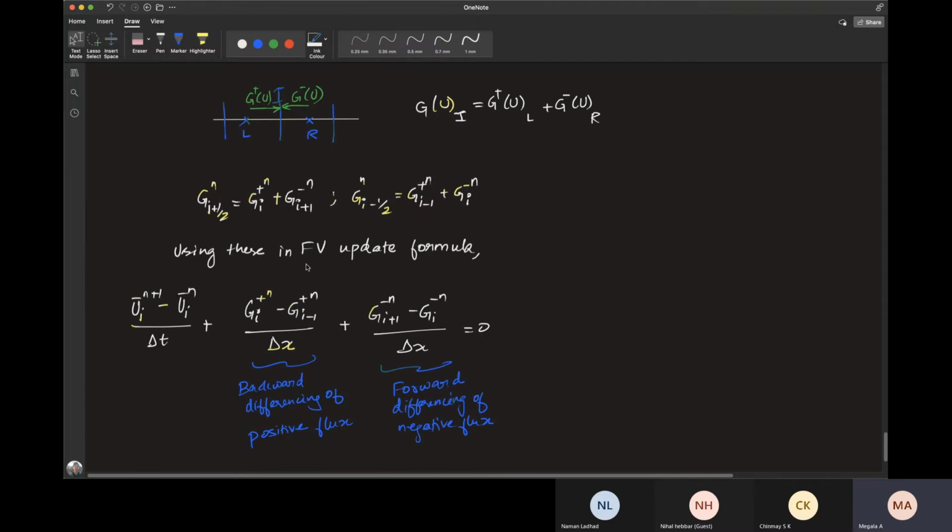We can use this to find the values at cell centers.